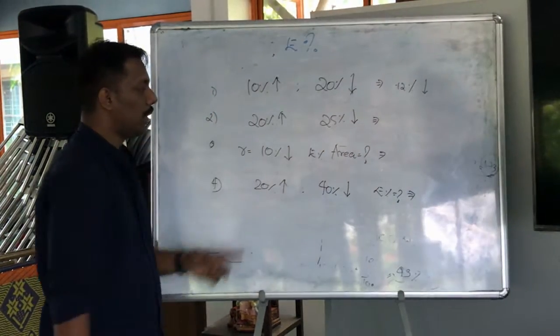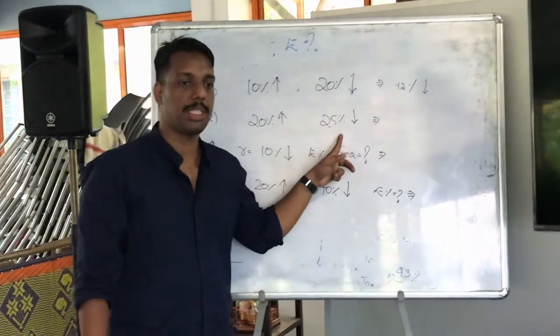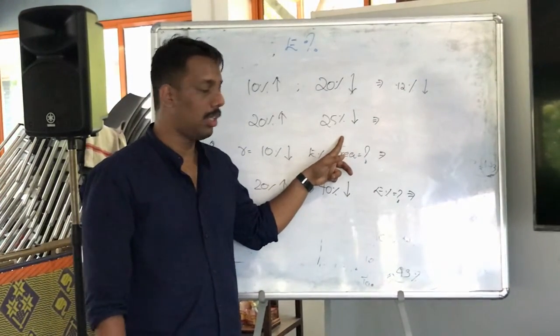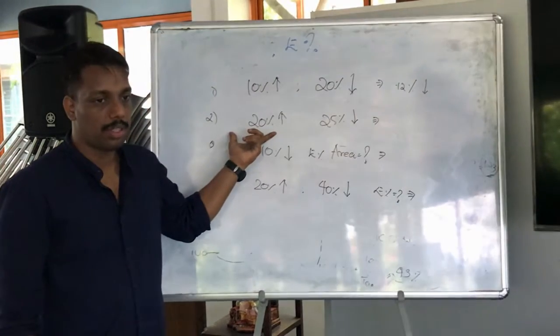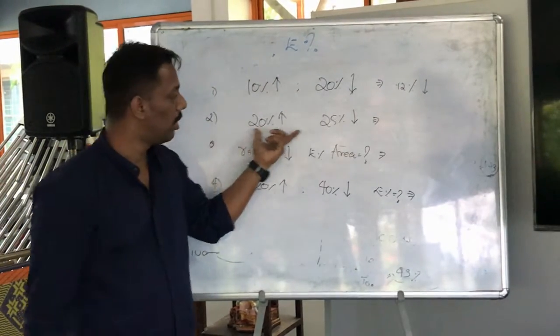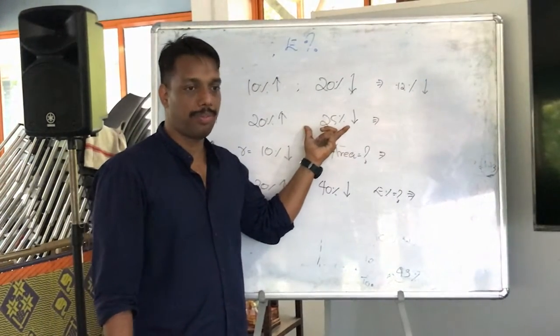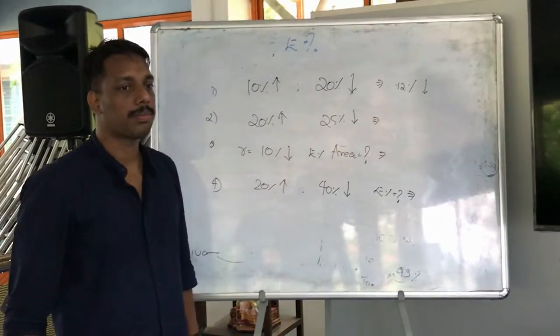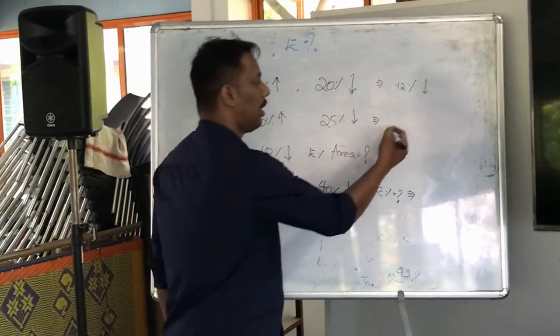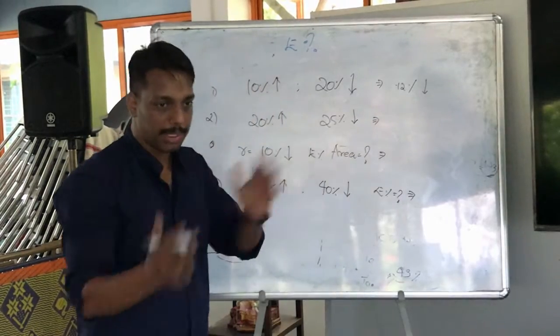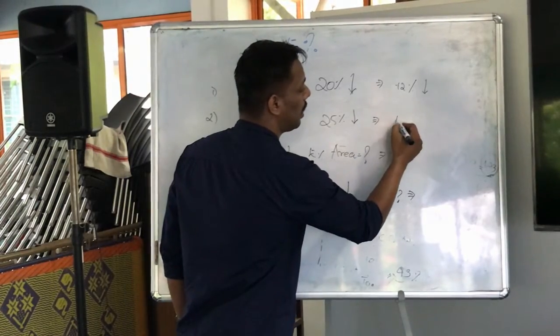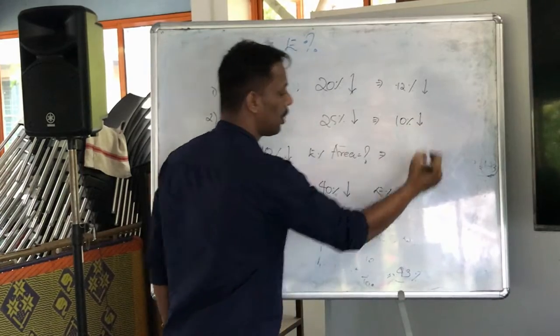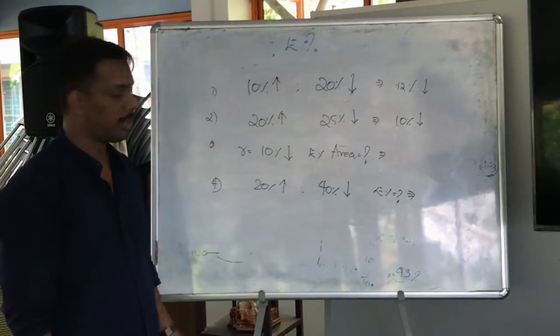Then the second one, 20% increases, 25% reduces. So 10 becomes 12, 10 becomes 7.5, right? What will your answer be? 100 becomes 90, so minus 10%. Yes, 100 becomes 90, which means 10% reduces, right?